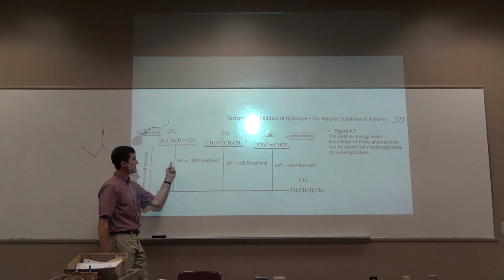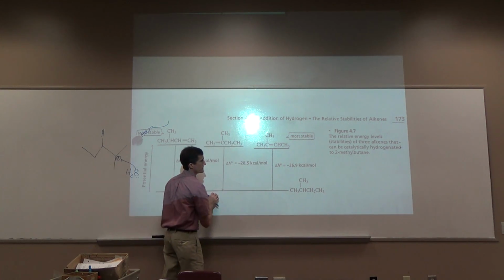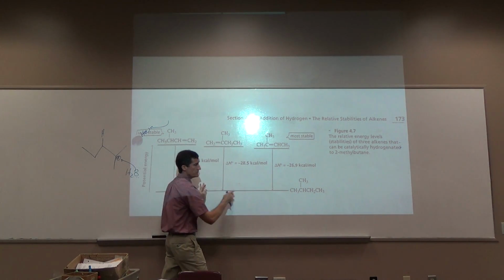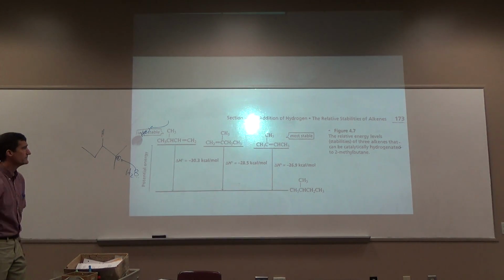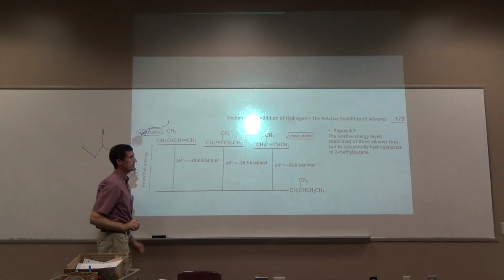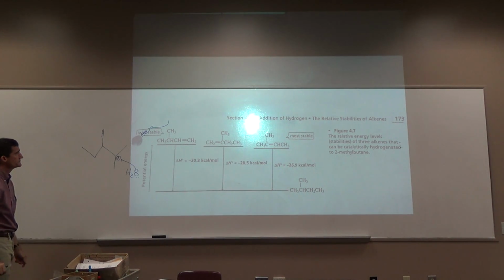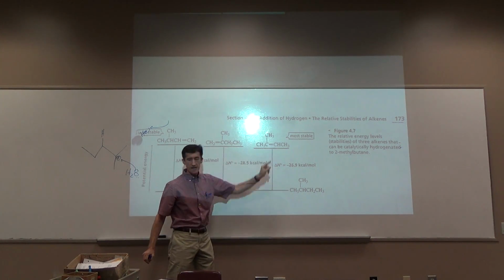Now, if you quote this, this shows three different alkenes. They're all being hydrogenated to the same alkane. They're all going to the same spot. But these three alkenes have different stabilities at the beginning. This one's least stable, this one's most stable. Why?